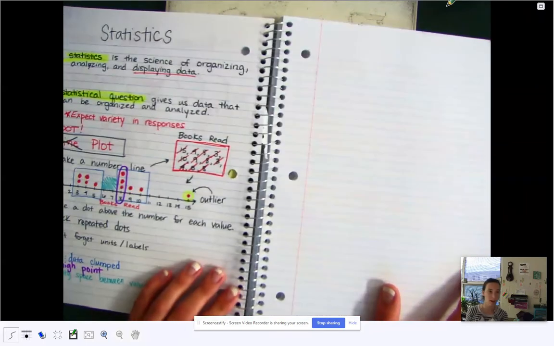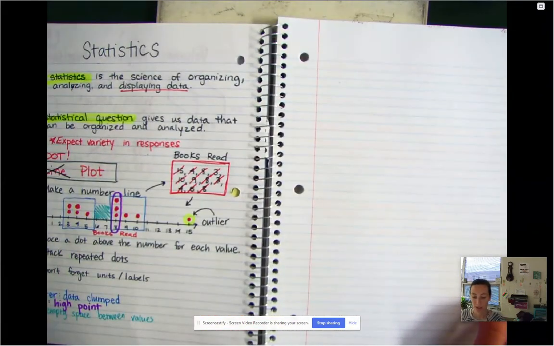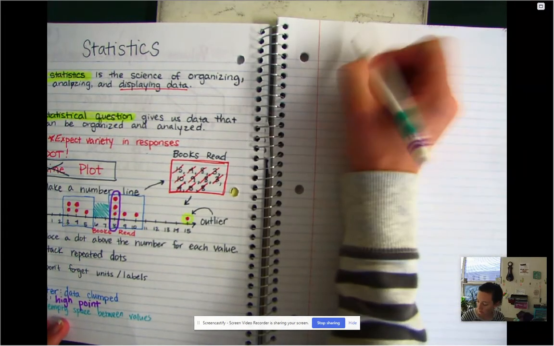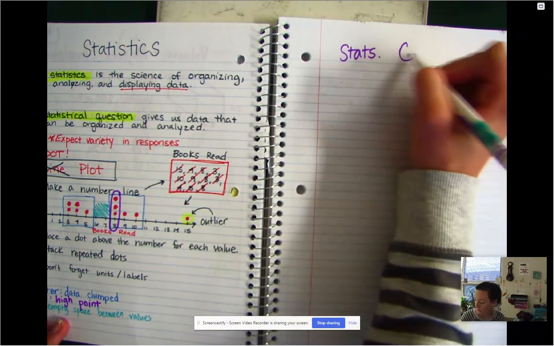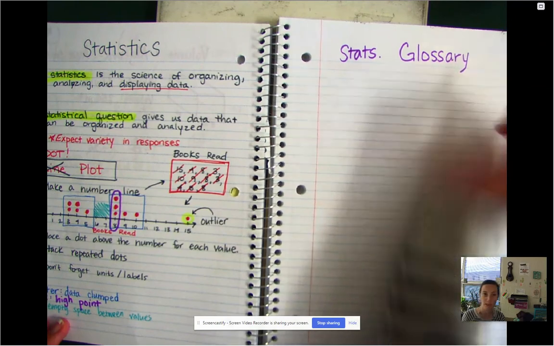Okay, we're on the other side of our statistics page, and we're actually going to be going back and forth between two places to take notes, so be paying attention to that. But this is going to be our statistics, and we're going to abbreviate stats glossary. Remember that a glossary is kind of like a mini dictionary.